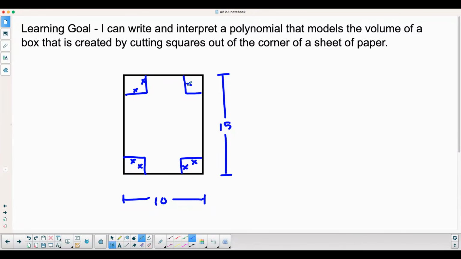We're going to basically cut these out. So we're going to rip those out, and we're going to make a box by folding these dotted lines up. Okay, we're going to fold these sides up, fold all these sides up, and tape it all together, and it'll form a box. So we're going to be able to come up with a polynomial from that situation. All right, so moving on.